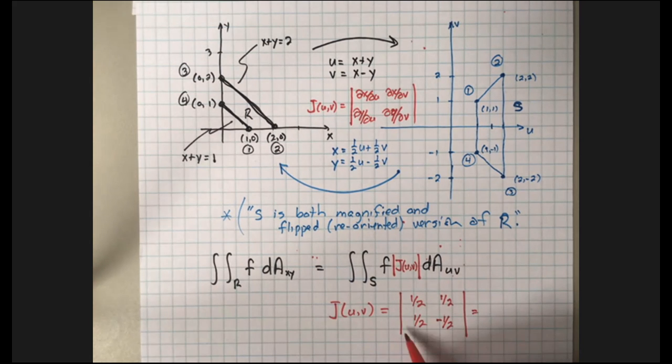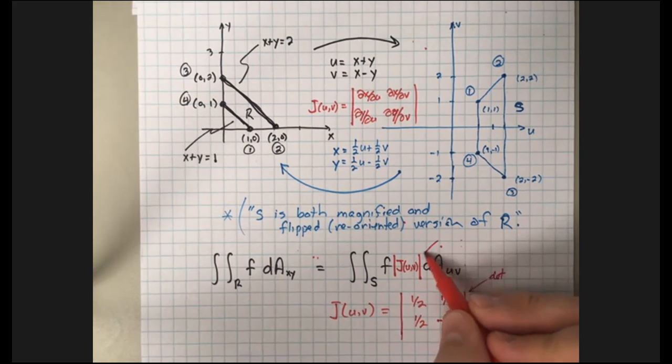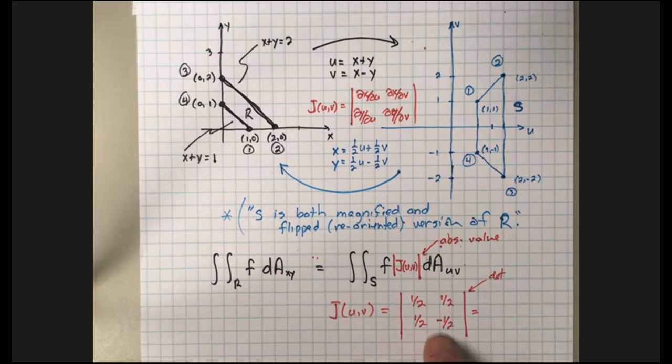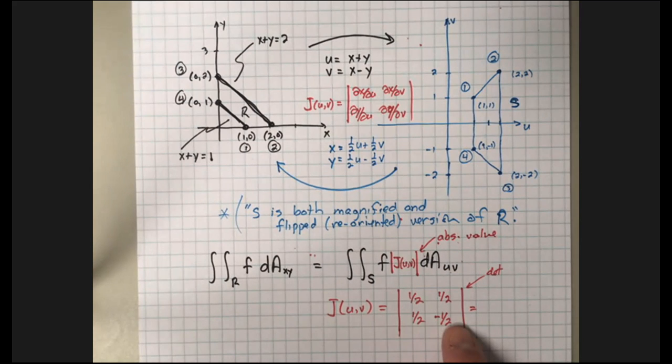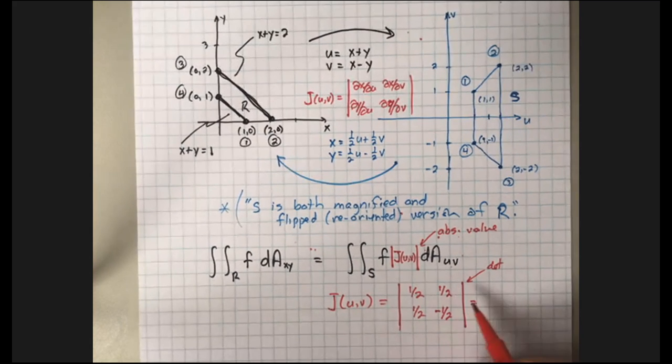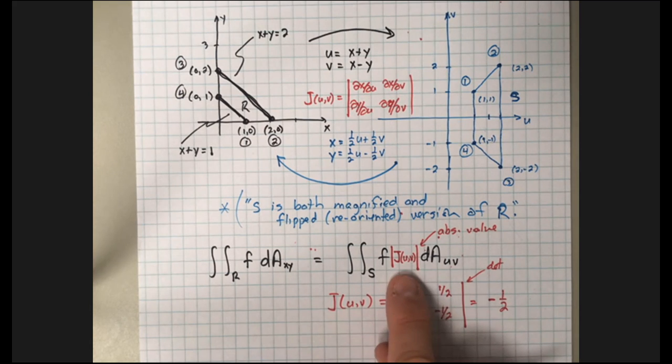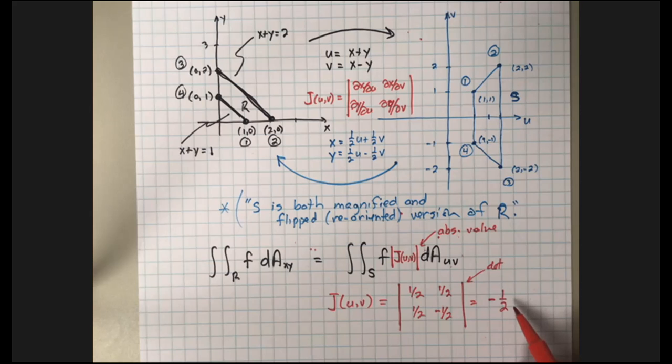But now you're going to see the value of this absolute value right here. Remember, this says determinant. This says absolute value. Because what is the determinant of this 2x2 matrix? Product of the main diagonal minus the product of the off diagonal, you get -1/4 minus 1/4, you get -2/4 or -1/2. And I do not want the Jacobian to be negative value. So I'm going to take the absolute value of that. But I do want to tell you the meaning of this negative 1/2. What's the meaning of this negative 1/2?